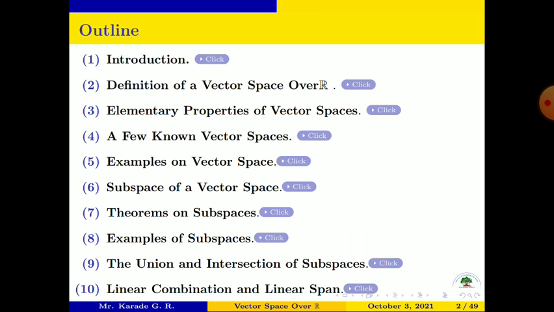Then we see subspaces of a vector space. Then we state some theorems on subspace and we try to prove these theorems. Next, some examples on subspaces, and then we see the union and intersection of subspaces. Then finally we look towards the linear combination and linear span of the vectors in the vector space. So let us start.